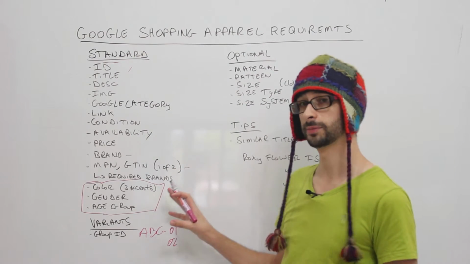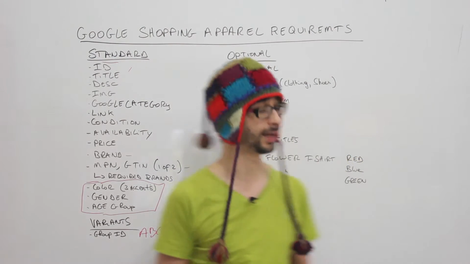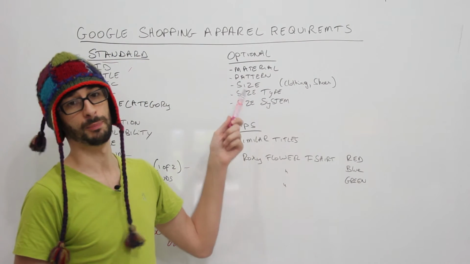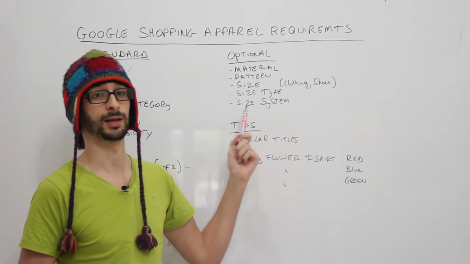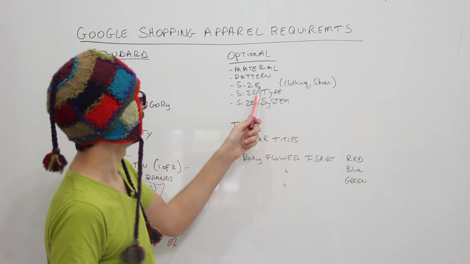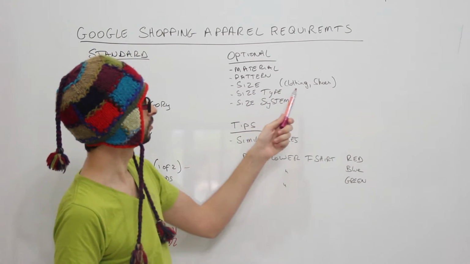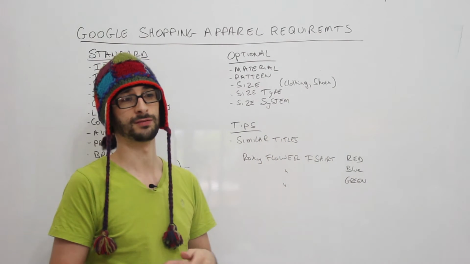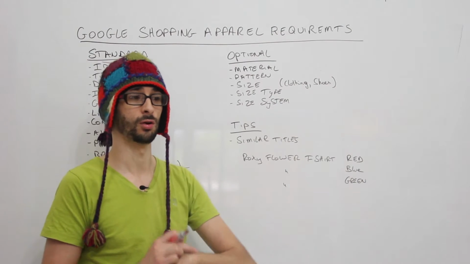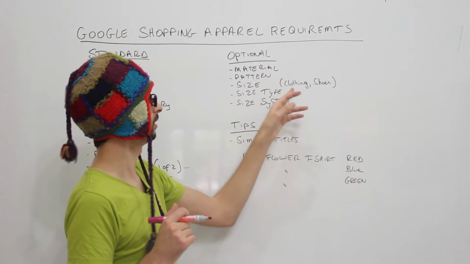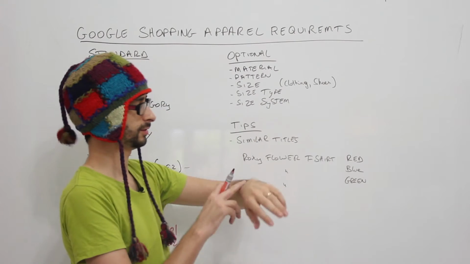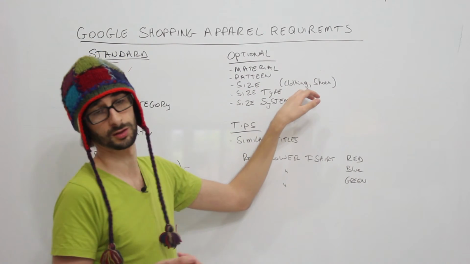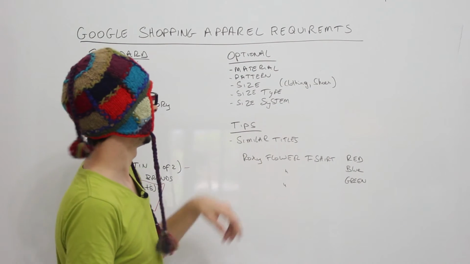So these are the requirements of the fields that you have to enter. The optional fields are the material, the pattern, the size, size type, and size system. The size is only required for clothing and shoes. So if you have, for example, a watch, which is also an apparel product, then the size is not a requirement.